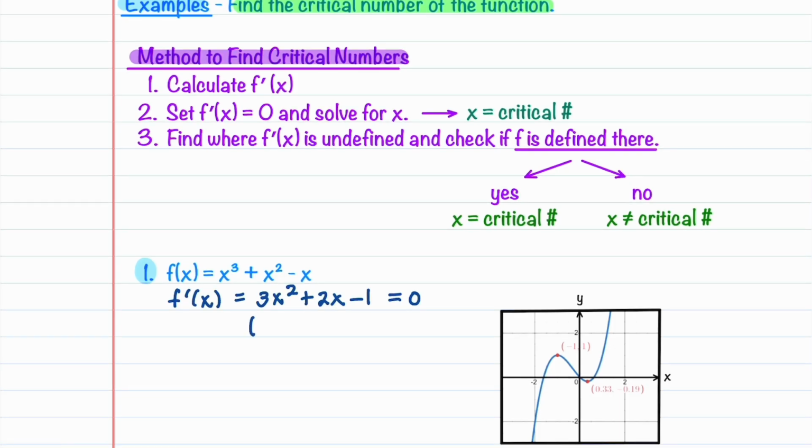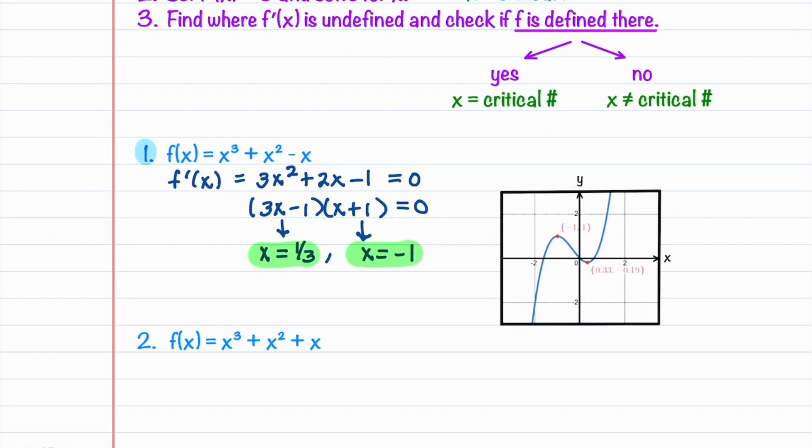We can factor this. This is 3x minus 1 and x plus 1. That's equal to 0. And then if we set both of these factors equal to 0, we get that x is equal to 1/3, and we get that x is equal to minus 1. These two numbers then are our critical numbers.